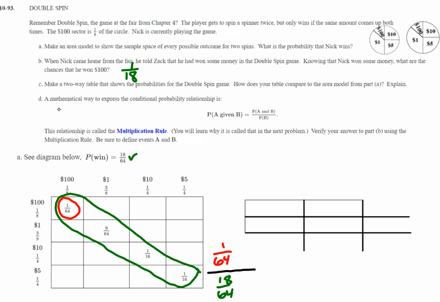So this would be another great opportunity to pause the video. It says make a two-way table that shows the probabilities for the double spin game. How does your table compare to the area model for part A? So think about how we can put the information for the situation into an area model. Try that probably before you move on.